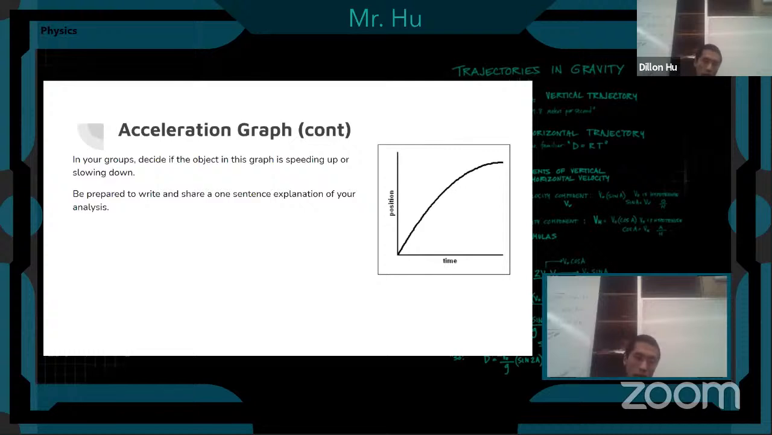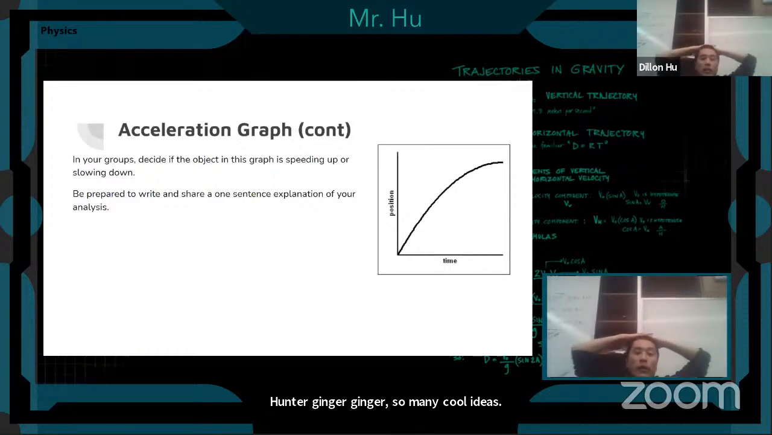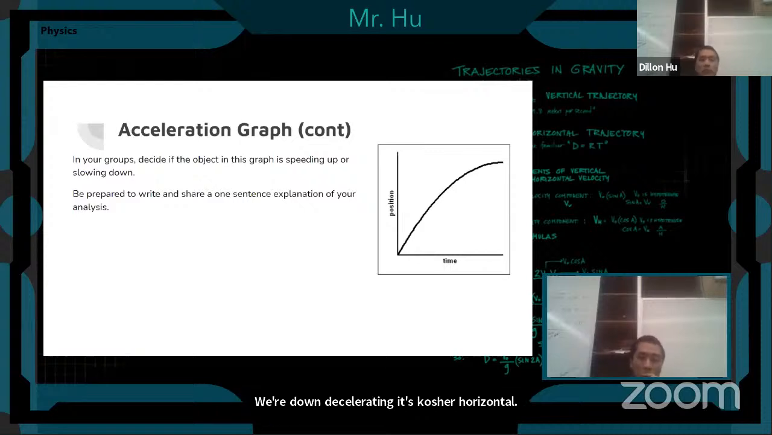All right, 5, 4, 3, 2, 1. Hit enter. Oh my god, so many cool ideas. Going down, decelerating, it's closer to horizontal, graph becoming less steep, more horizontal. Interesting. Okay. So I think the general ideas are pretty similar. The general consensus is that in this graph here, we are actually slowing down.